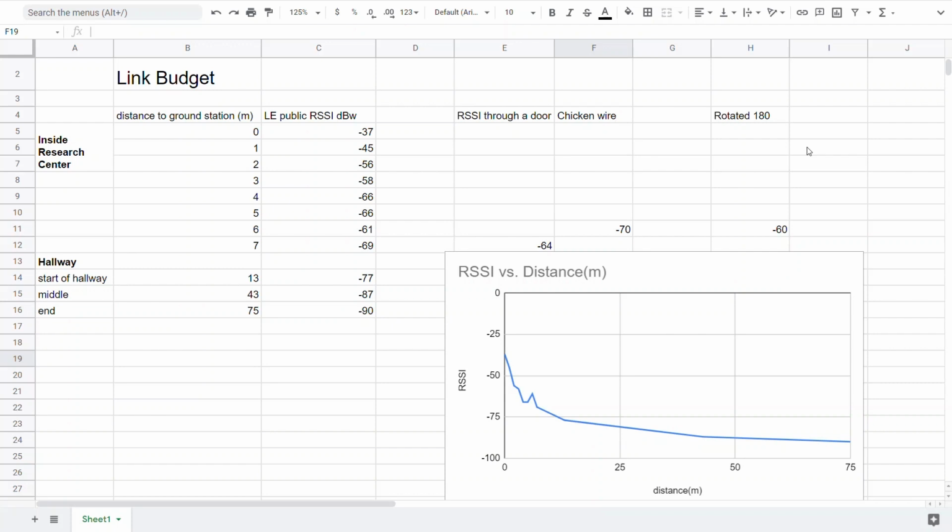As distance increases, the RSSI value becomes more negative. We still had a connection even though we were at the end of our 75-meter long hallway, even though that connection was pretty weak.